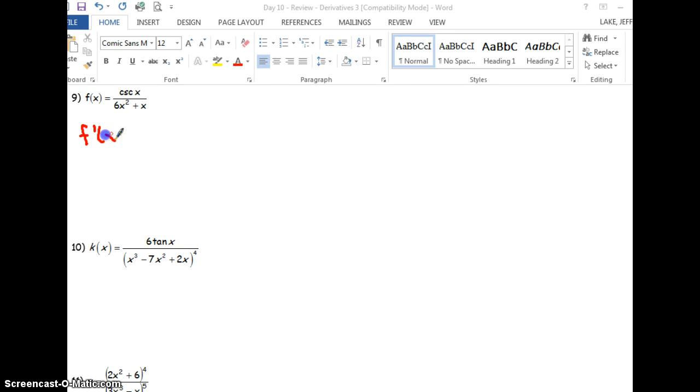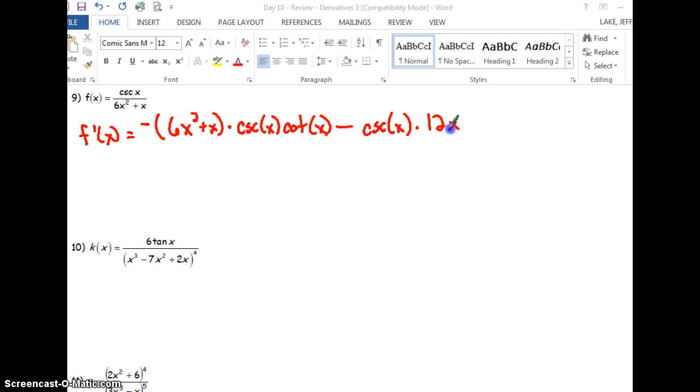So the f prime of x, our derivative. We use bot d top. Bot is the 6x squared plus x. D top, derivative of the top here is a negative. I'm going to bring that out to the front: cosecant of x, cotangent of x. Minus now the top, which is cosecant of x, times the derivative of the bottom, which comes out here to be 12x plus 1.